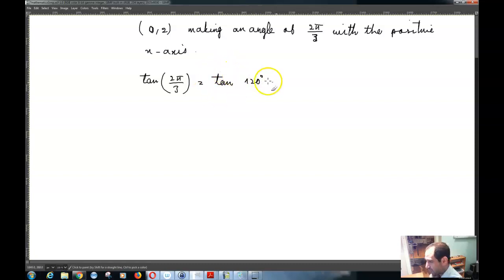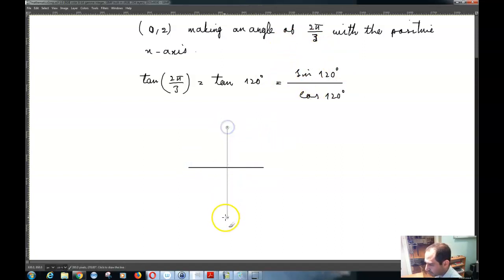Otherwise you could write this as, for example, sine 120 by cos 120 degrees. And that way, of course, you could use the unit circle to figure that out too. You don't really need any formulas for that. So if this is a unit circle, sine 120 degrees is equal to 90 plus 30.